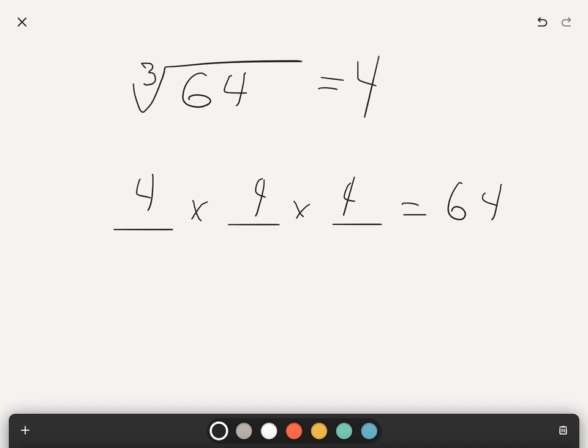Cube root, I know, right? It sounds like you pull a carrot out of the ground and it's like a cube carrot. Anyway, okay.